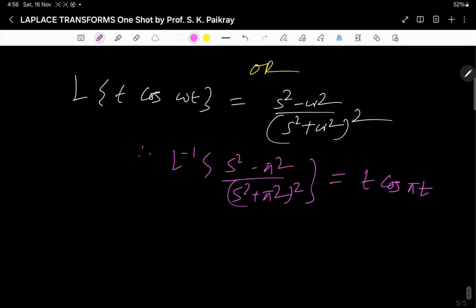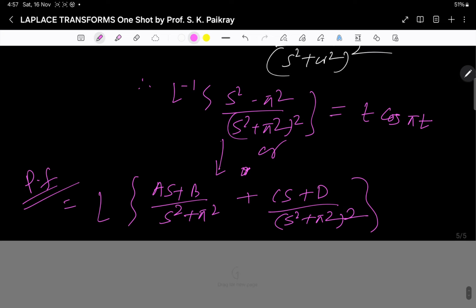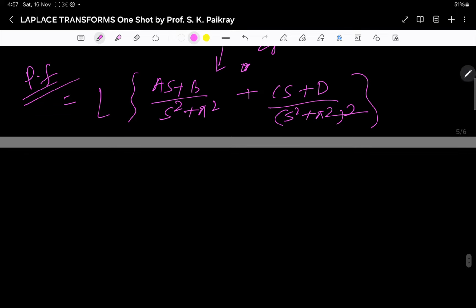Similarly, if you apply the partial fraction here, if one likes to apply, then it will be (As plus B) by (s square plus pi square) plus (Cs plus D) by (s square plus pi square) whole square. You find A, B, C, D. Okay, so this will be your L inverse of this, by partial fraction. So any technique you may adopt.